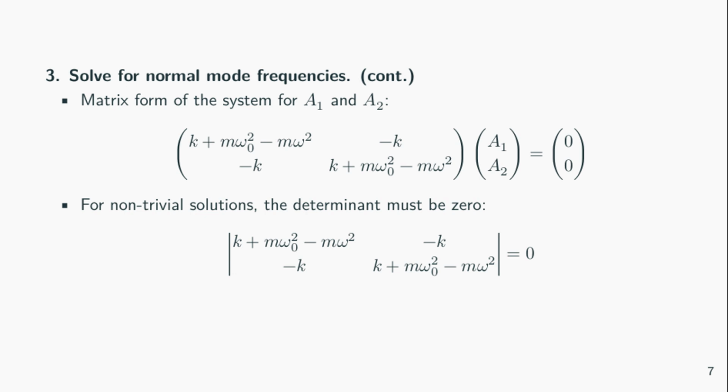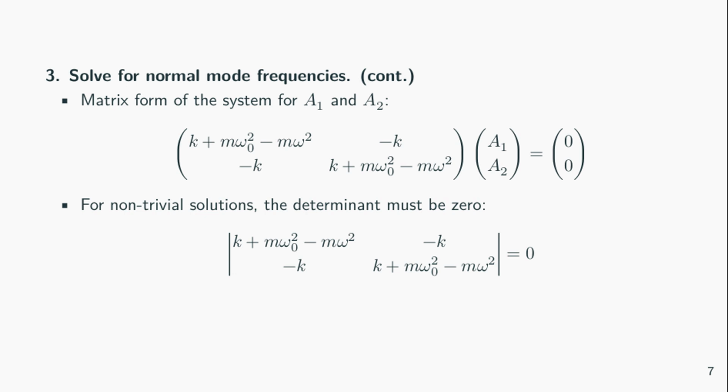The bottom row is the coefficients from the second equation: minus K and K plus m omega 0 squared minus m omega squared. So the matrix is K plus m omega 0 squared minus m omega squared, minus K, minus K, K plus m omega 0 squared minus m omega squared. This matrix multiplies the vector a1, a2 and the result is the vector 0, 0.